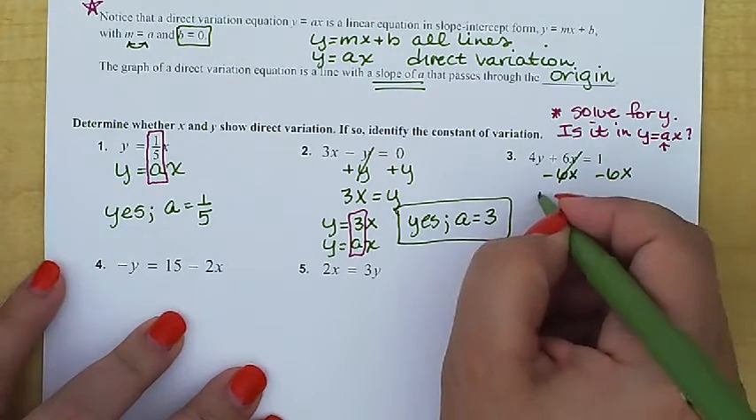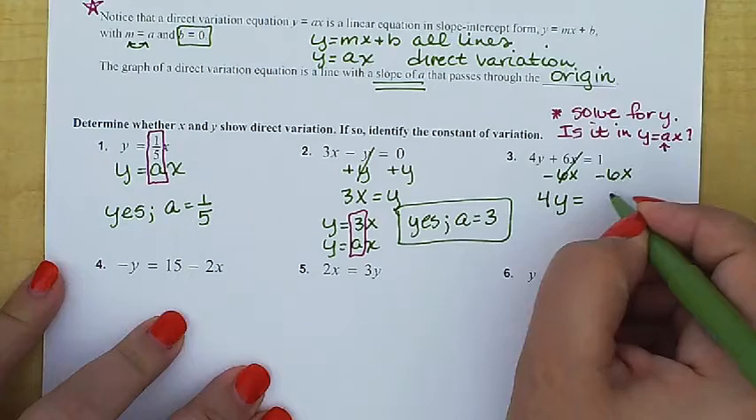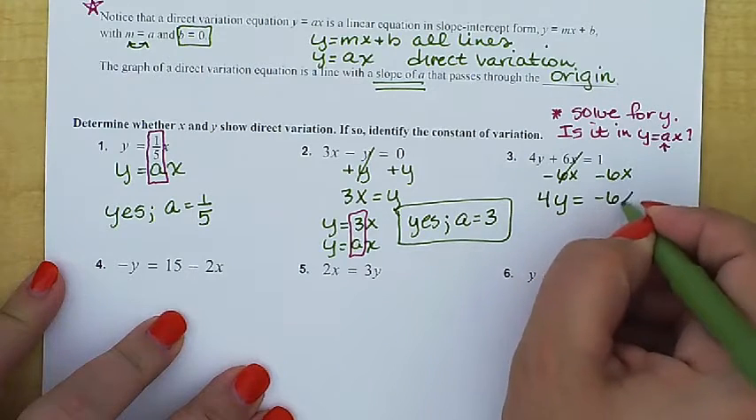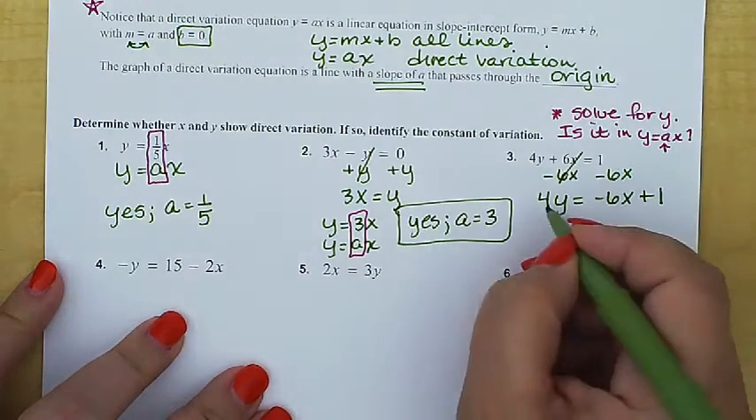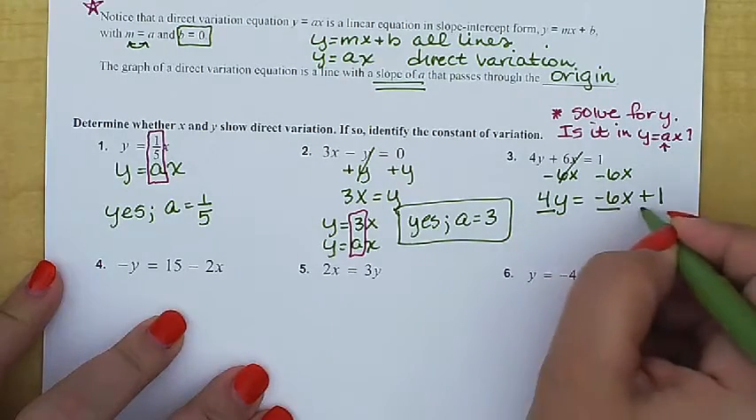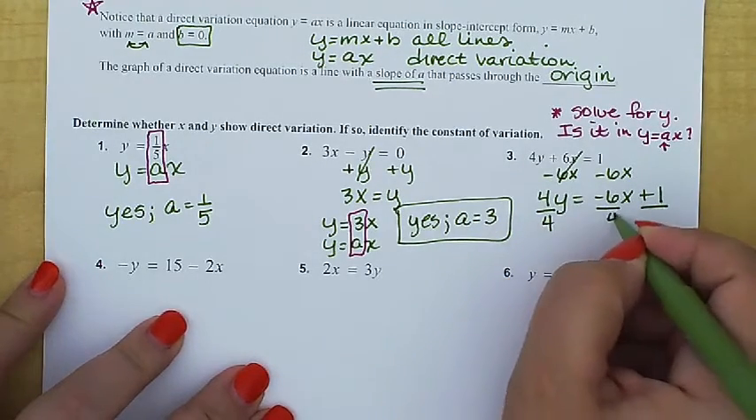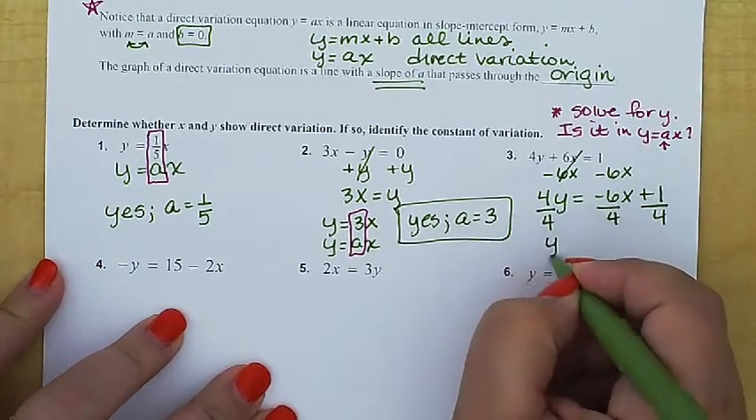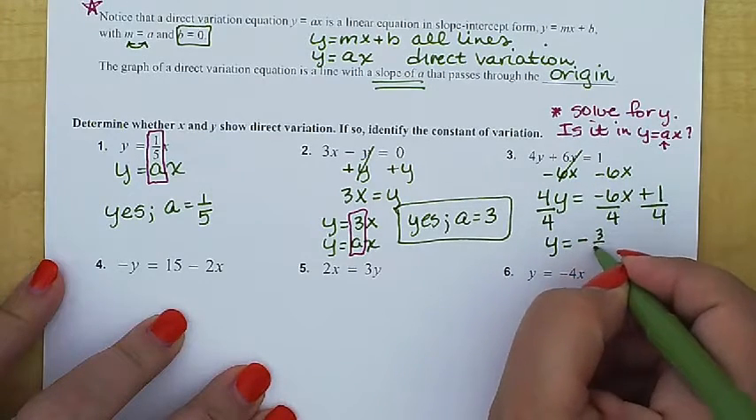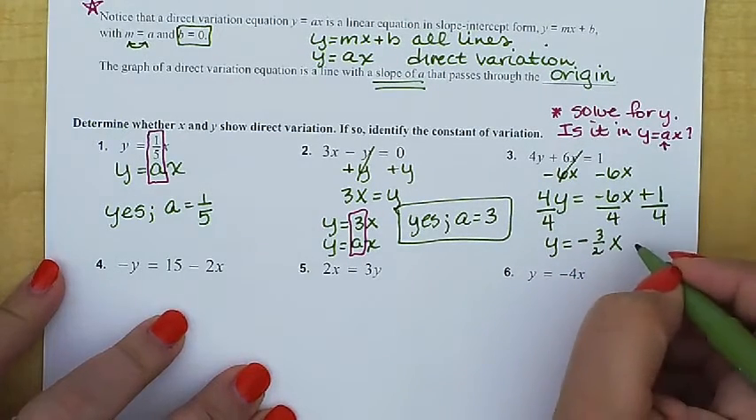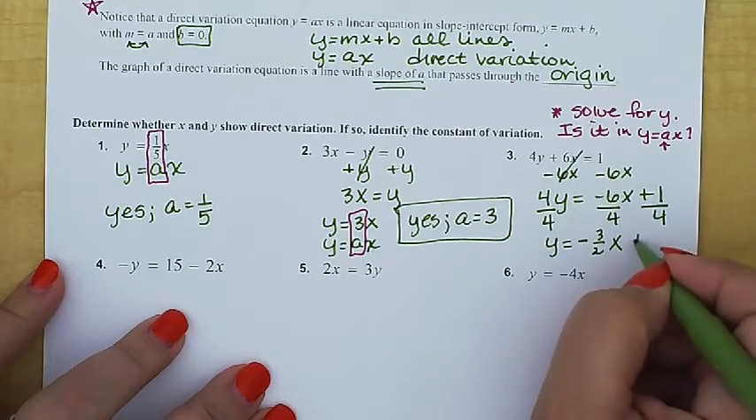We'll cancel that. That leaves us with 4y is equal. These are not like terms, so we leave them next to each other. That's fine. And then we still have to get rid of the 4, so we'll divide everything by 4. Make sure you divide every term. And that rewrites as y equals negative 6 over 4, which reduces to negative 3 over 2. And then this right here gives us a 1/4.